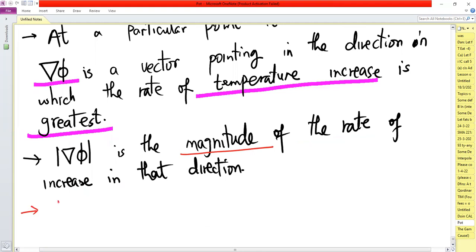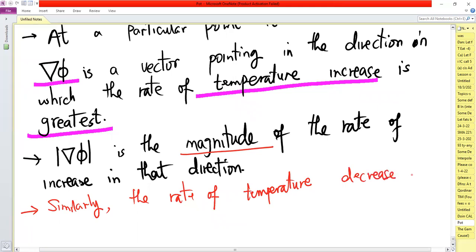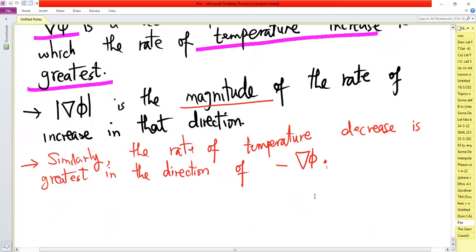Similarly, if you now negate the gradient of this temperature function, then you get the direction in which the rate of temperature decrease is greatest. So these similar interpretations can be given to other scalar fields.